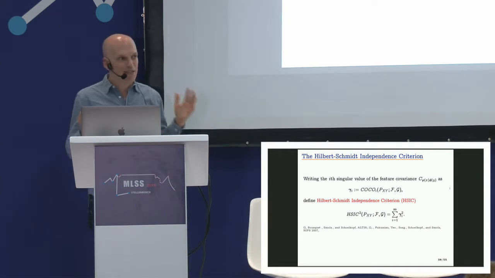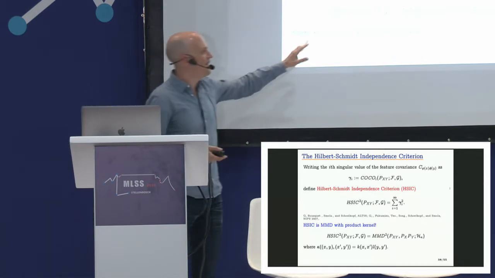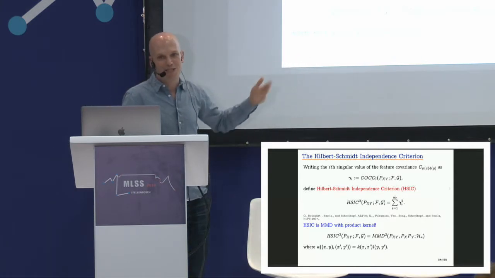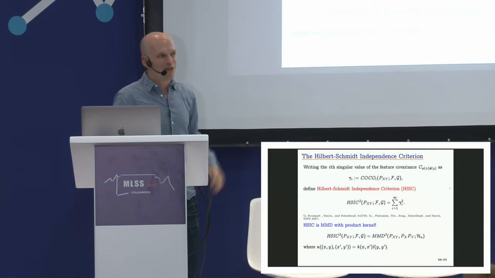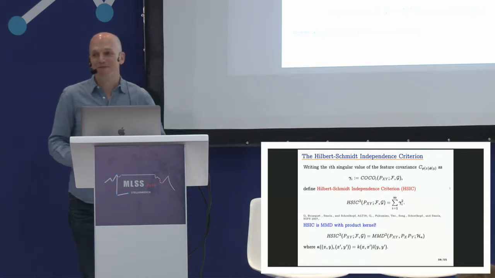And that's a more complete measure of the dependence because it takes into account all of the modes of dependence that you have: the first, second, third, and fourth, etc. Okay, so now here's the surprise. This is actually the MMD between joint and product of marginals using the product kernel. So if you wondered where the start of my lecture came from, this is where it came from.